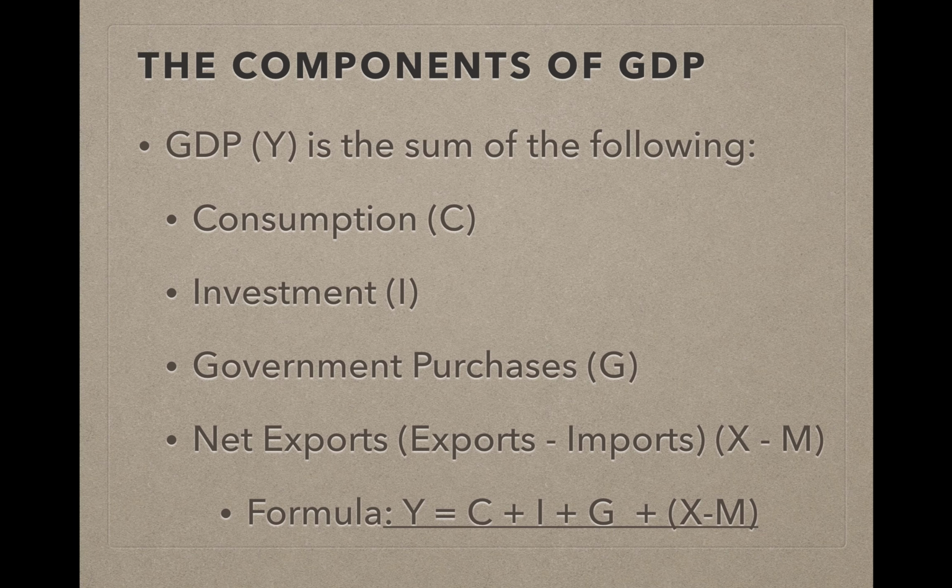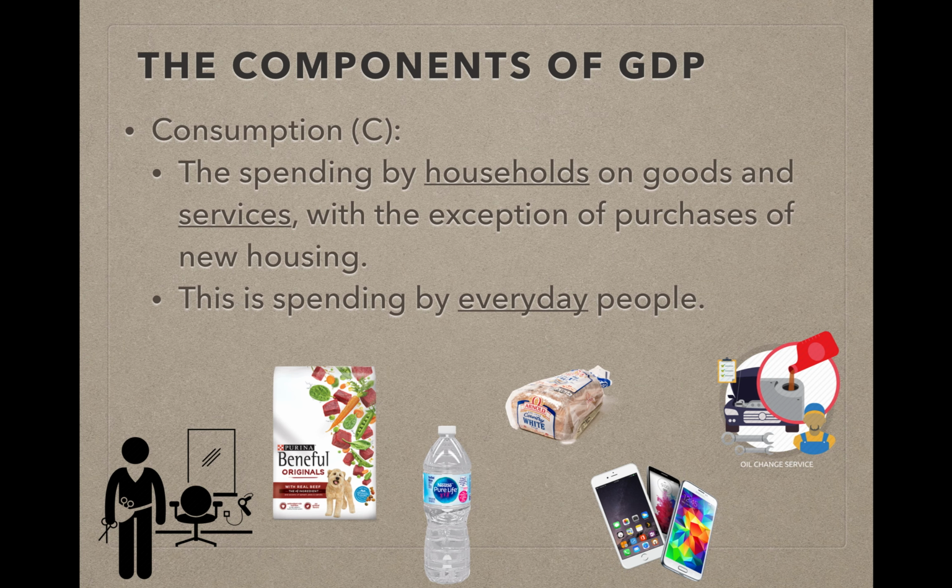So I'm going to go through what each of those 4 components are, and then you're going to do just a quick practice activity on Schoology today to identify what goods and services belong in which category. So the first category is consumption, and this is the spending by households on goods and services, which is spending by everyday people, with the exception of new housing.